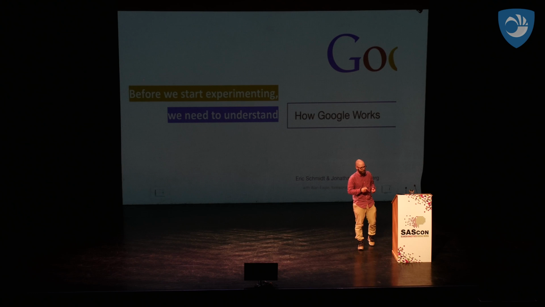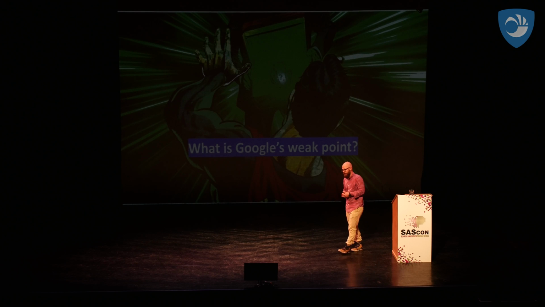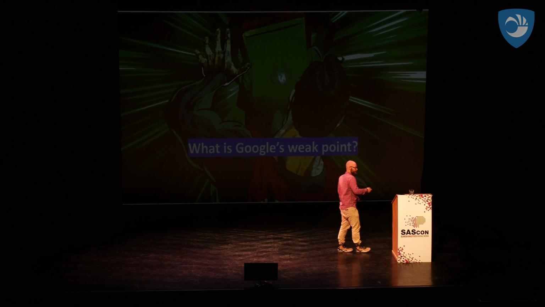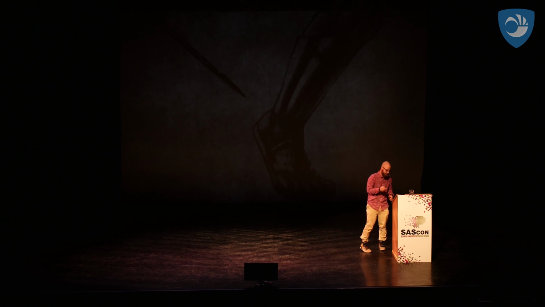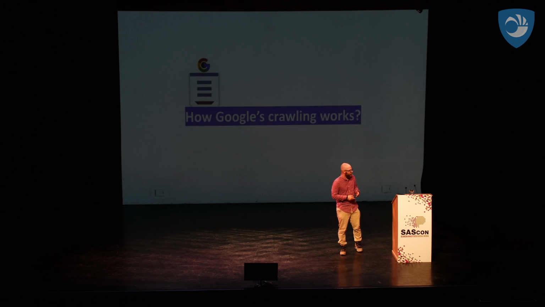And before we start talking about experiments and experimenting, let me quickly say how Google works. Google, like everything, has its weak spot. We could compare it to kryptonite or Achilles' heel. Google can't really rank the stuff that Google cannot read or index or crawl. And let me explain how Google's crawling works.